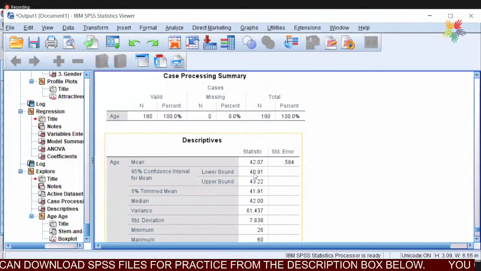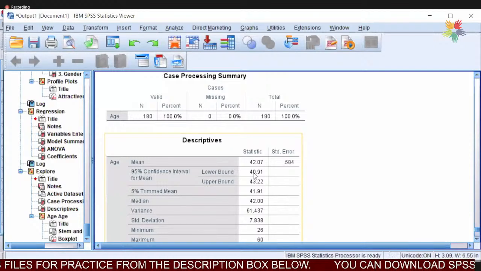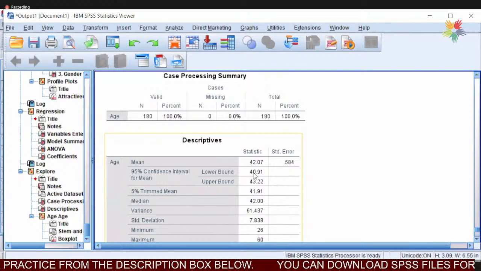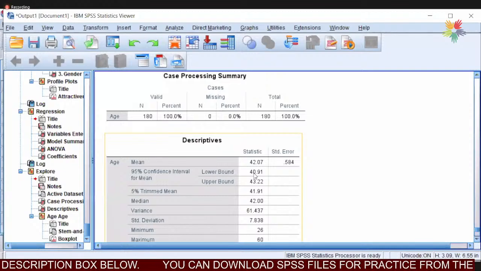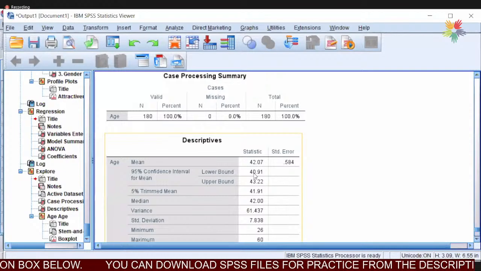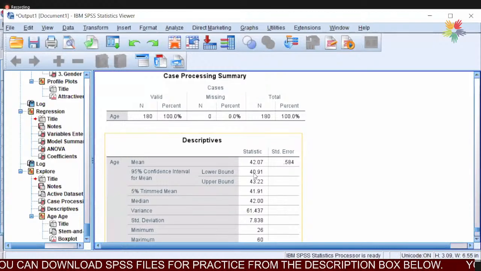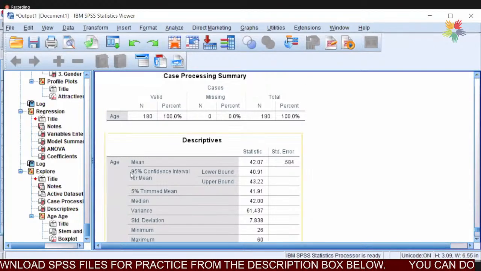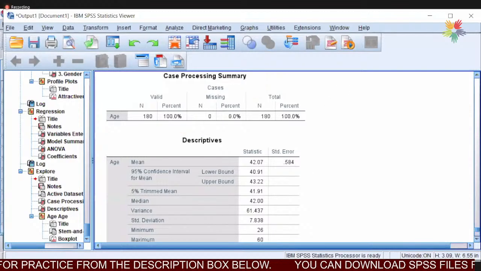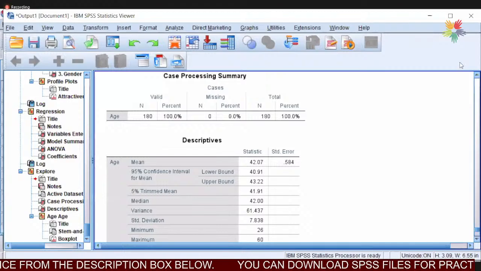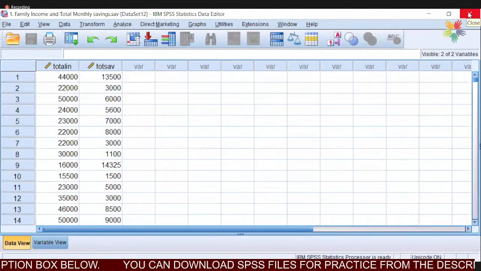So when we estimate a mean, the upper bound is the mean plus 1.96 into standard error, and the lower bound is the mean minus 1.96 into standard error. This is with respect to one variable: mean, lower bound, upper bound. Everywhere it is the same. That is why I am going and telling you.